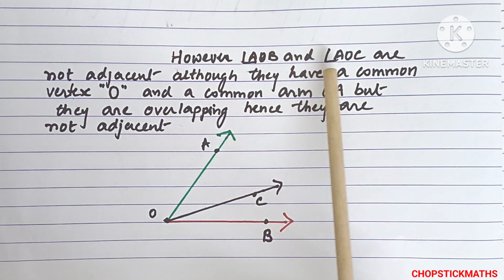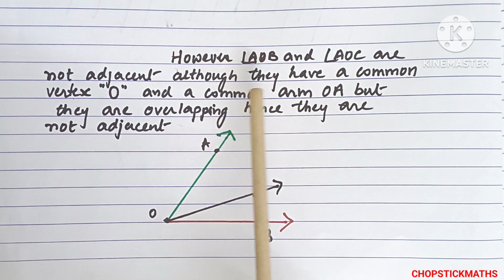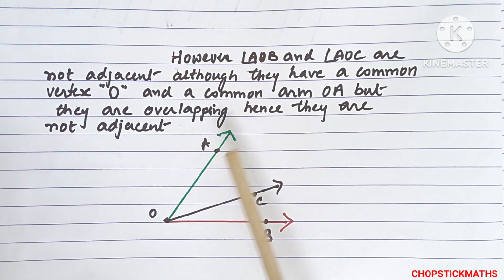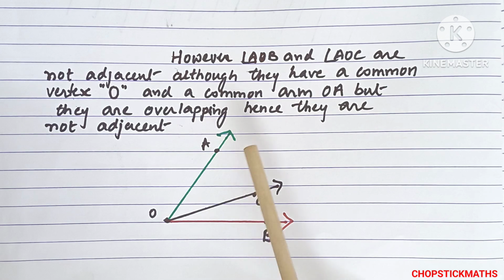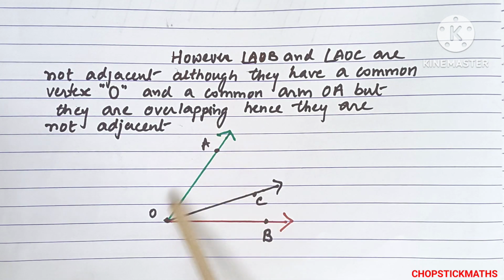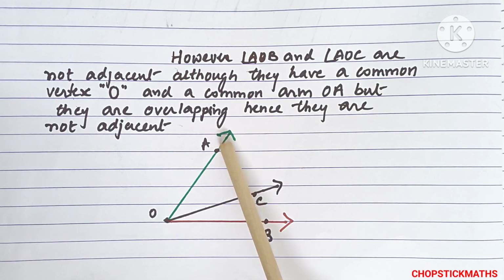However, angle AOB and angle AOC are not adjacent, although they have a common vertex O and they have a common arm OA, but they are overlapping, hence they are not adjacent. So if you look at angle AOB and angle AOC, the two angles are clearly overlapping, though they have a common vertex and a common arm OA, but they are not adjacent because they are overlapping. Hence, we cannot call them as adjacent angles.